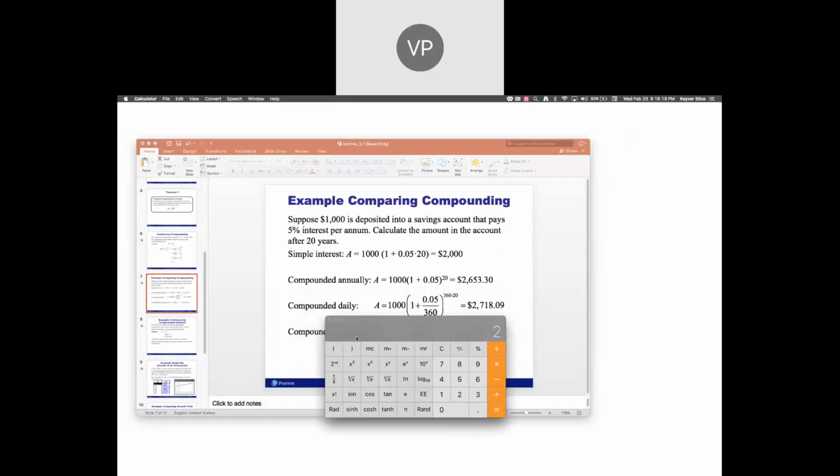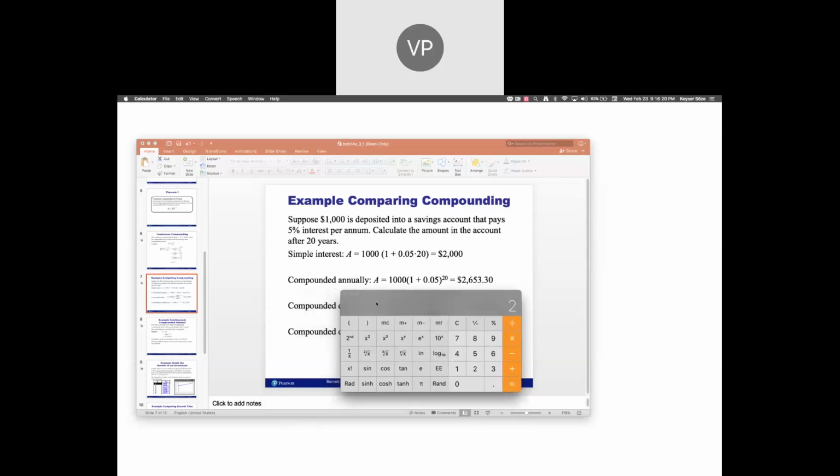So, looking at this one right here, how they got that answer. Kind of ignore the other stuff. When you're doing this on your calculator, I'm doing a standard one right here, and most of them will do this. Start with your parentheses and move your way out. So take the 1, add the 0.05. That is what the entire parenthesis would be.